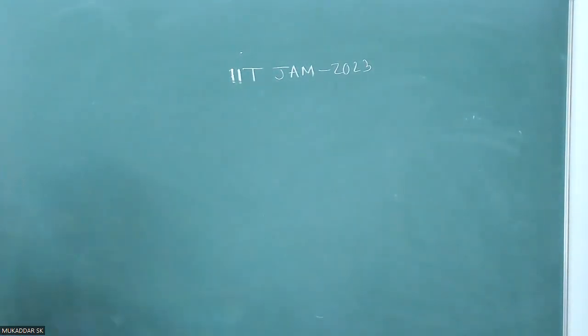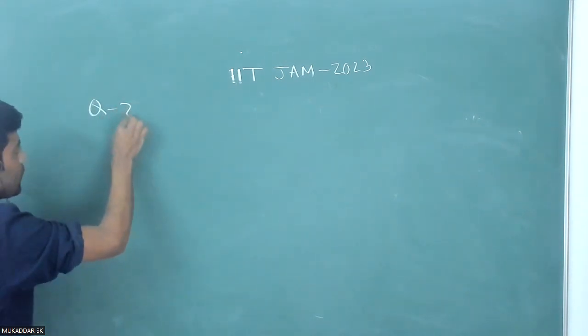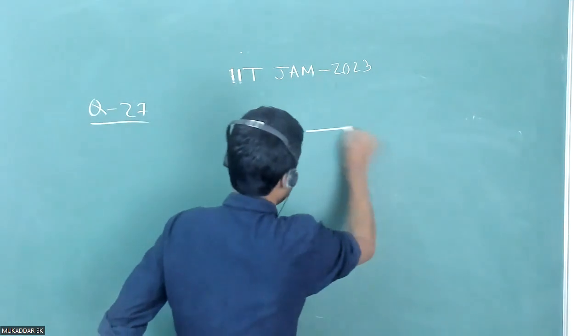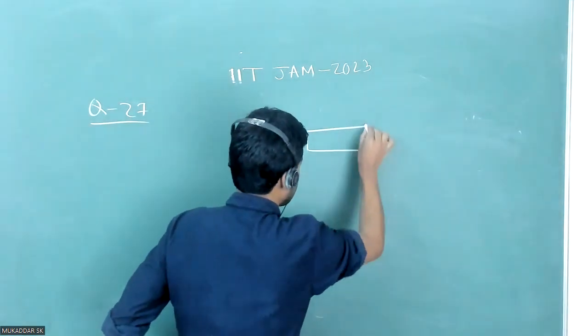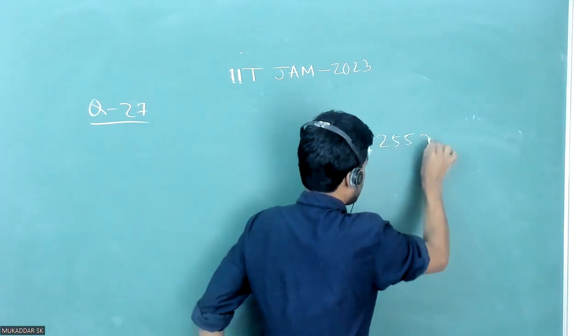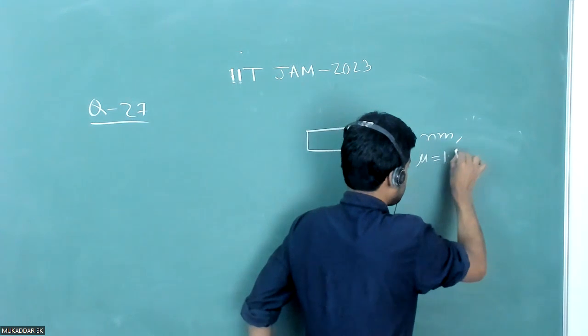So today we are going to solve one more problem from optics. That question number is 27. The interference question. In the question is given, you have a thin film of oil having thickness 255 nanometer, and its refractive index is given 1.47.